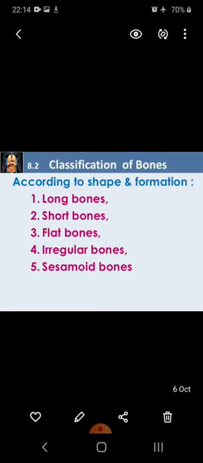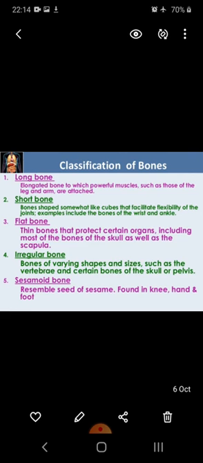Now, we have 5 types of bone according to shape and formation: long, short, flat, irregular, and sesamoid. I have already explained this. Long bones: the longest bones in our upper limb is the humerus, and in the lower limb is the femur. Short bones are tarsals and carpals. Wrist and ankle bones are short bones.